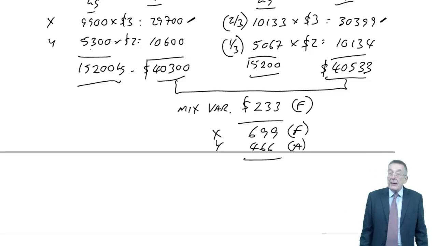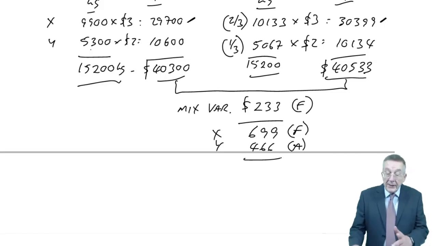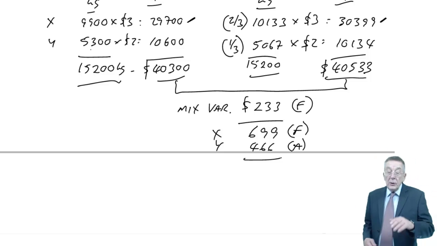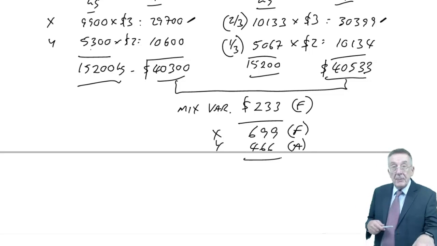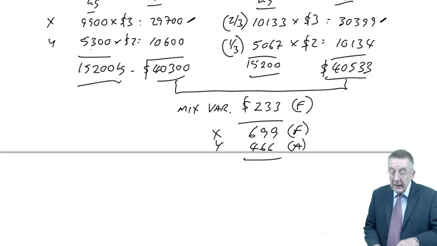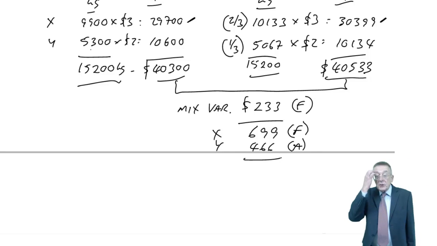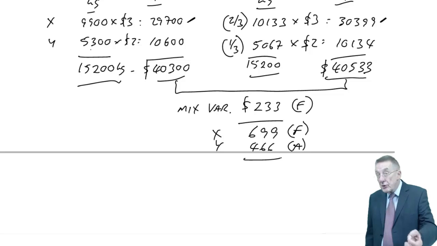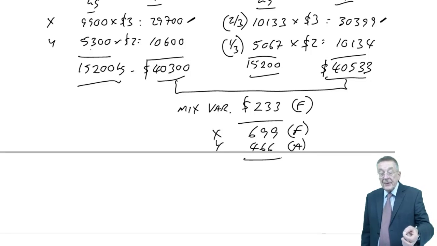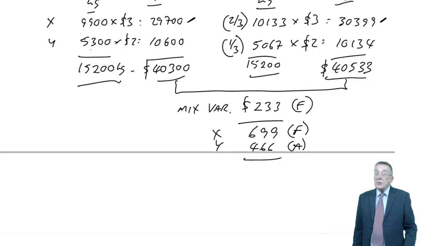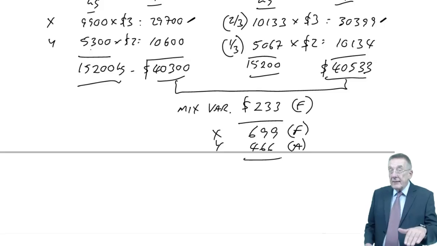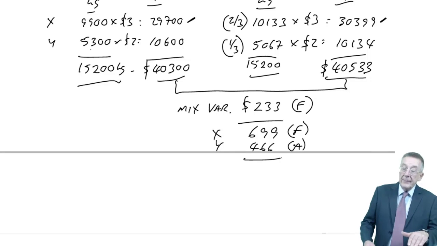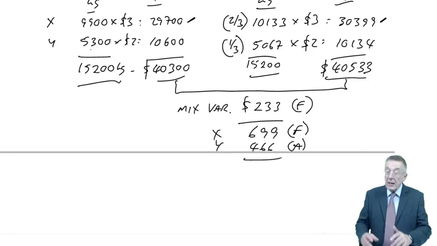And of course, whether in dollars it gives an overall saving, favourable or adverse, depends on whether you're using more or less of the expensive and therefore less or more of the cheap. Here we've used less X's and more Y's. Less X's was saving us $3 a kilo. More Y's was costing us $2 a kilo. So we're saving more than the extra cost, that being a net saving.